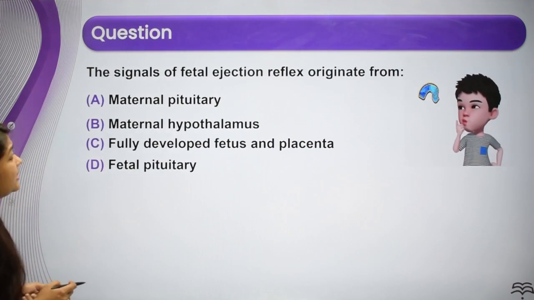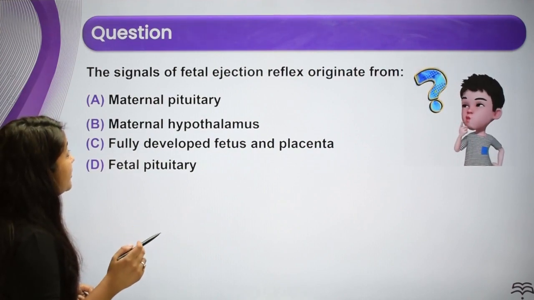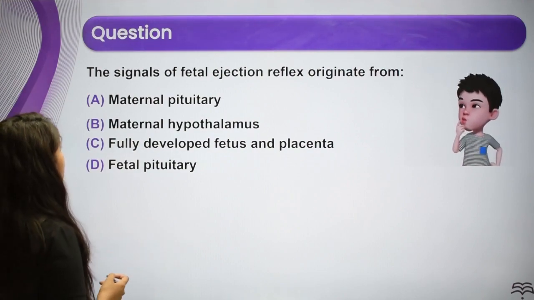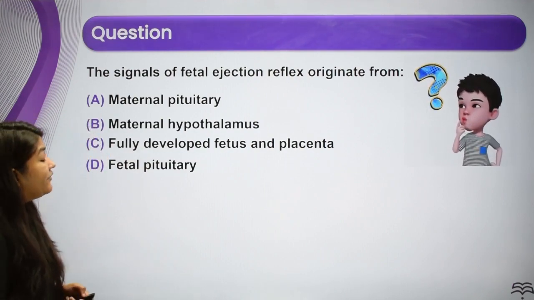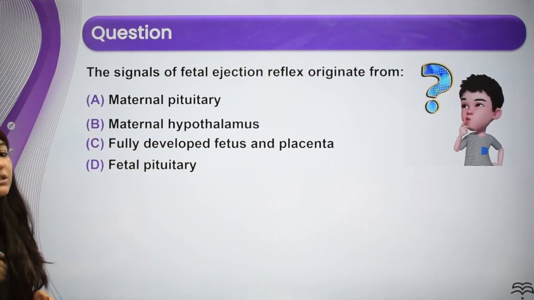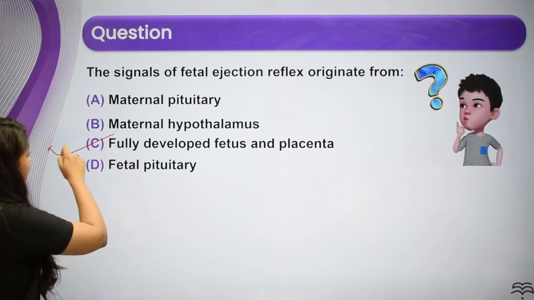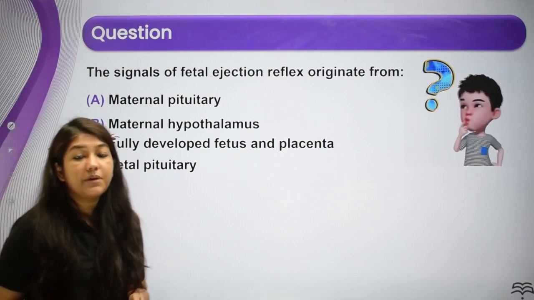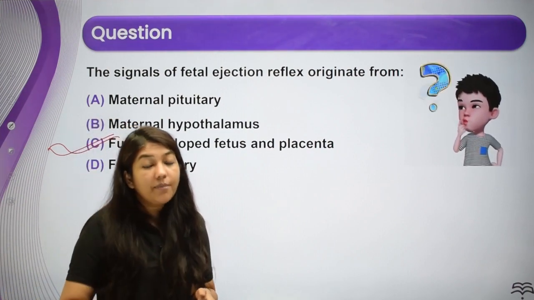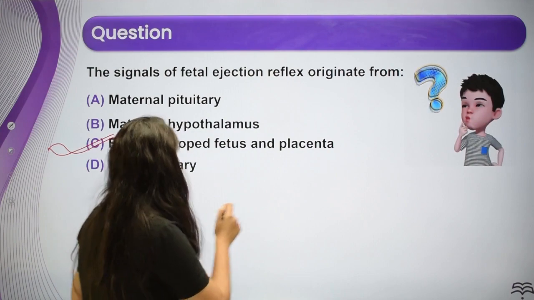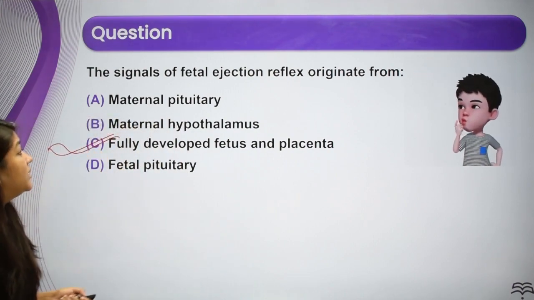Next, the signals of fetal ejection reflex originate from maternal pituitary, maternal hypothalamus, fully developed fetus and placenta, fetal pituitary. Abhi we had seen that the signals of the parturition, the fetal ejection reflex kahan se originate hota hai? From the fully developed fetus and the placenta. So our answer is going to be C.